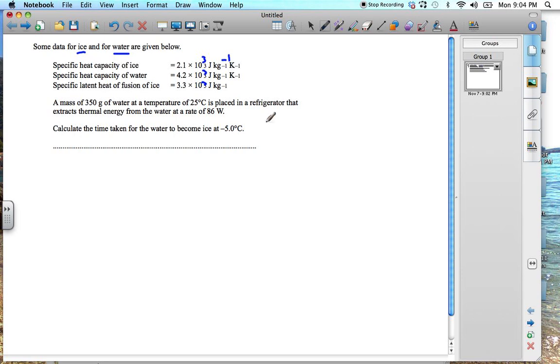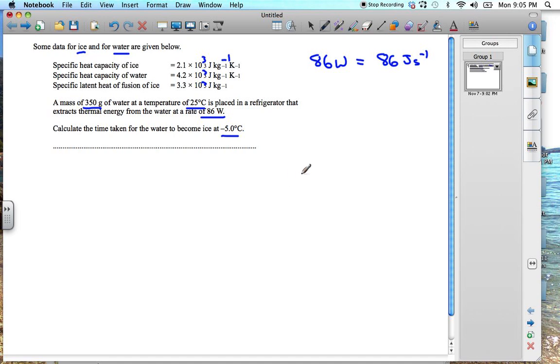So we have a mass of 350 grams of water at a temperature of 25 degrees Celsius placed in a refrigerator that extracts thermal energy at a rate of 86 watts. Now we know that 86 watts means 86 joules per second. It's going to be extracting that energy. Calculate the time for the water to become ice at -5 degrees Celsius.